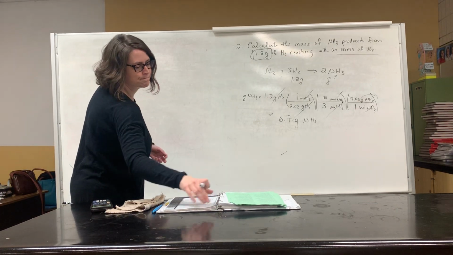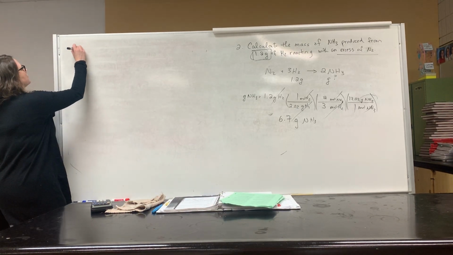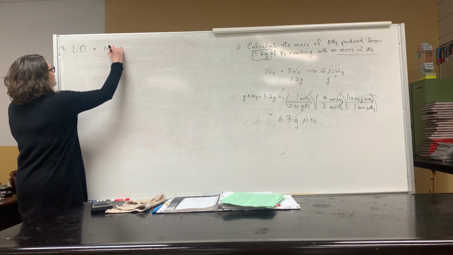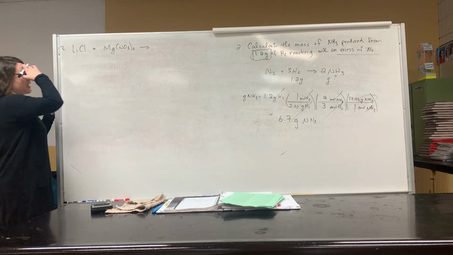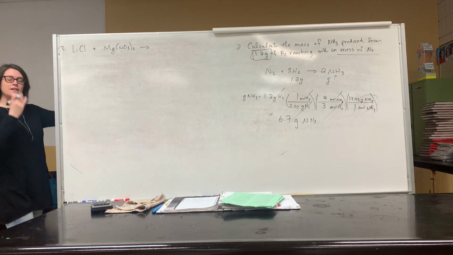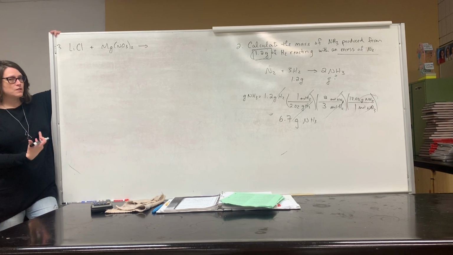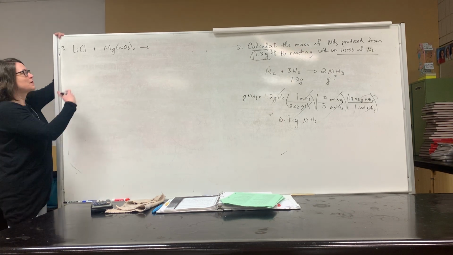So, new equation. Let's use lithium chloride. Question 3, I guess. Lithium chloride plus magnesium nitrate. First step, I want you to predict the products. If I told you that this was a double displacement reaction, so double displacement, they both trade partners, how would you have this equation here? So you predict the products, so you would see them combining.